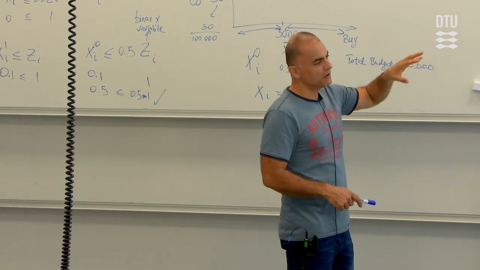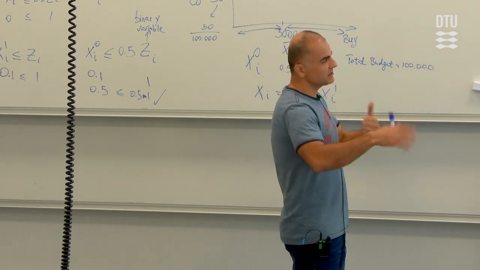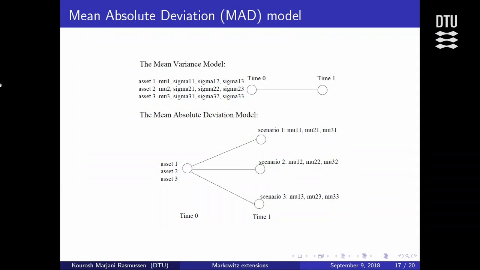This is how you will use either historical data, or you could use other methods we'll get back to later for having some scenarios, and explicitly in each scenario you will look into what is the return of any given asset in that particular scenario.